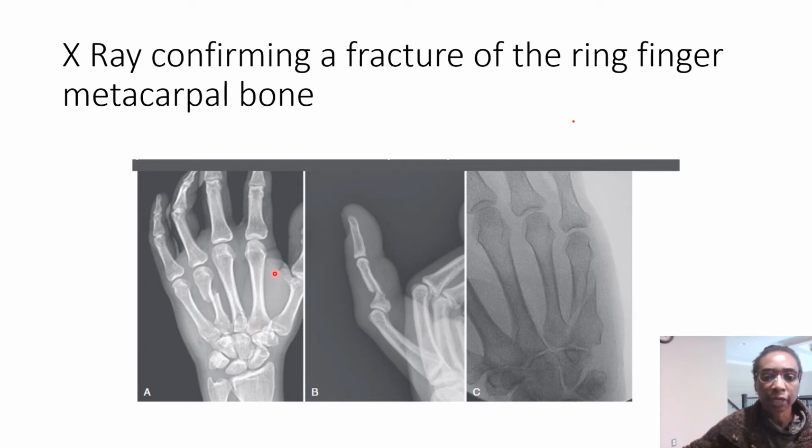This is a metacarpal bone. In this picture, it shows a fracture in the ring finger, the metacarpal bone of the ring finger.